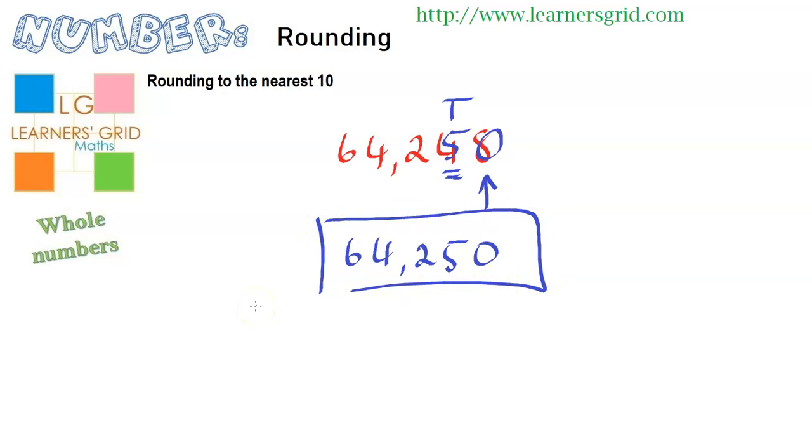It's the same old thing, no matter how big the number is. You focus on your target digit, look at the indicator, and work from there. Simple as that.